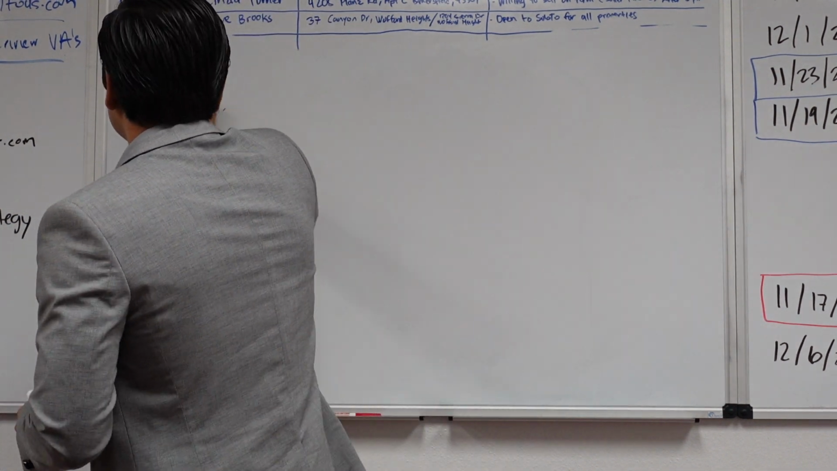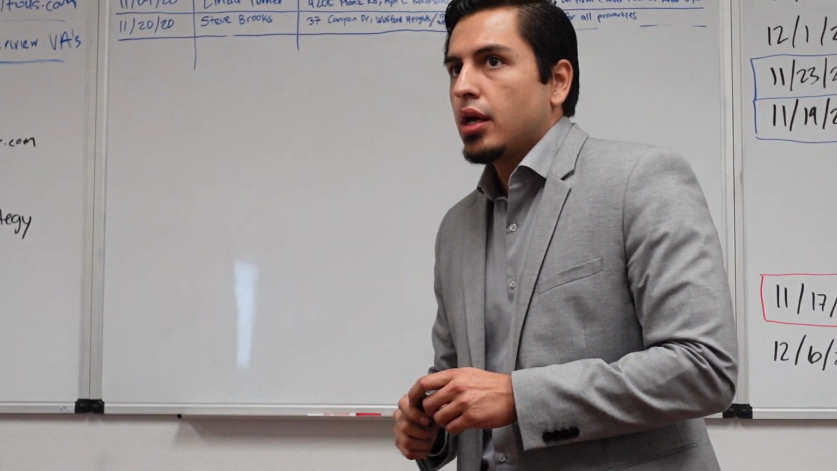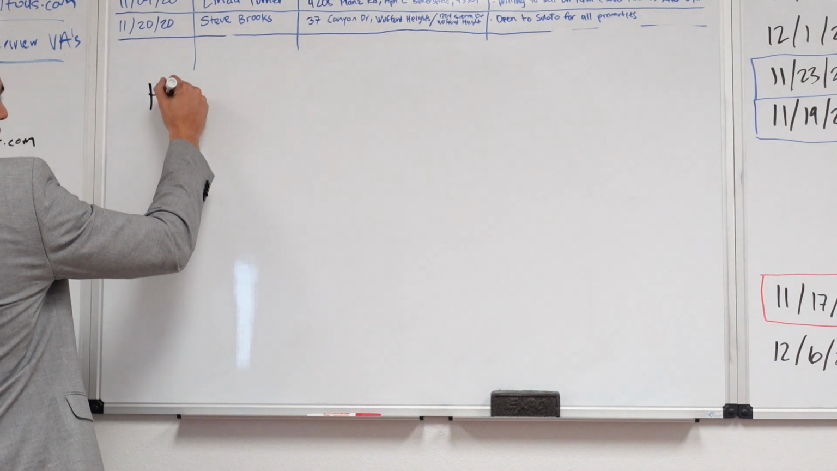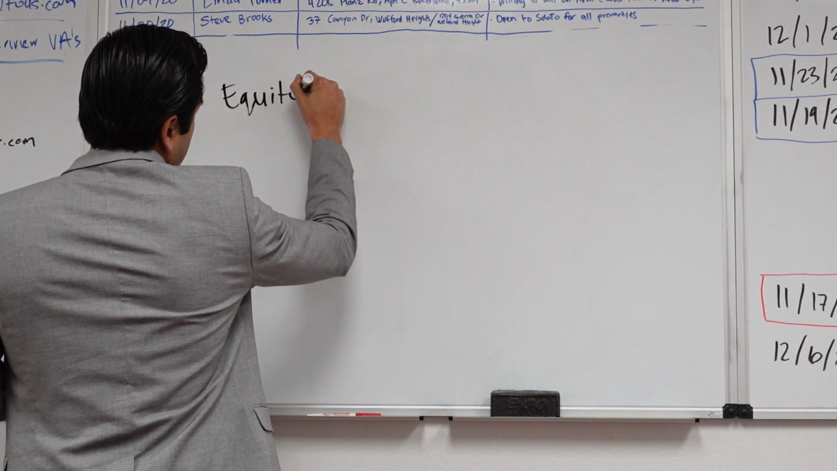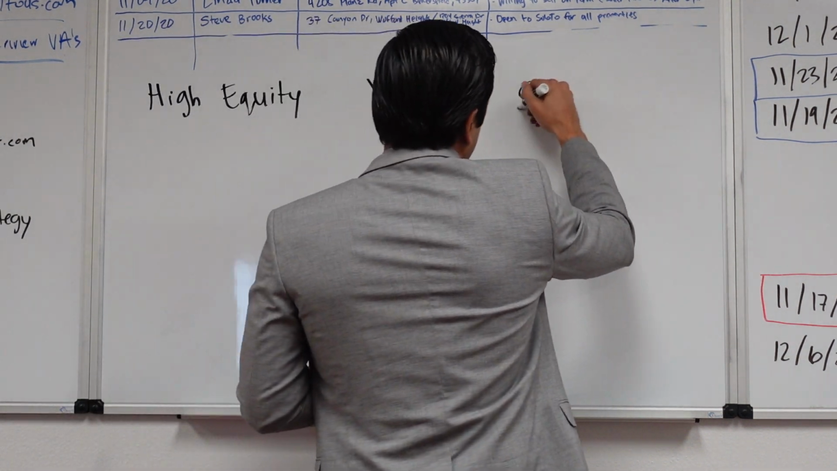But these next three are basically almost the same. I'm going to put them together. So we have high equity. We have vacant. And I have senior owners.